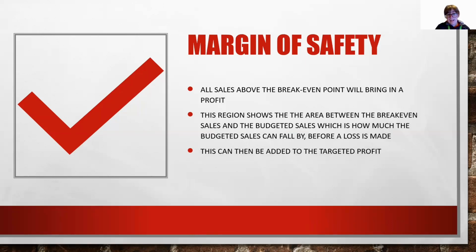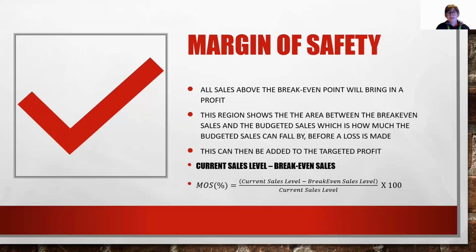So in order to calculate our margin of safety then, we do our current sales level, deduct our break-even sales, and that will give us our MOS. If we want to calculate this as a percentage, and you may well be asked to do so, you need to do your current sales level minus your break-even sales divided by your current sales level multiplied by 100.